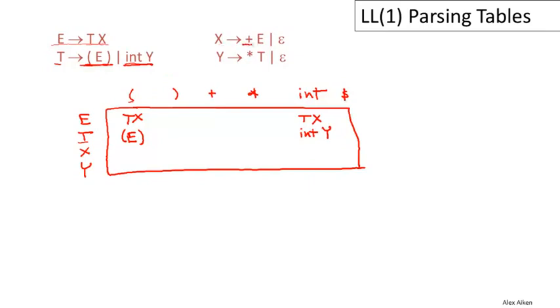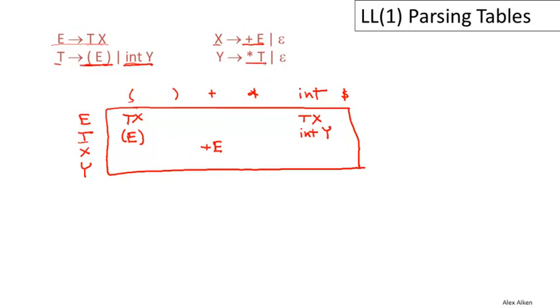Let's take a look at this production. So when would we use X goes to plus E? Well, clearly the only thing in the first of the right-hand side is plus, and the symbol on the left-hand side is X. So for the X plus entry, we would want to expand by X goes to plus E.